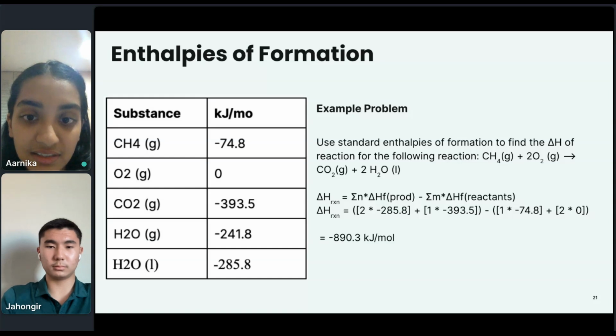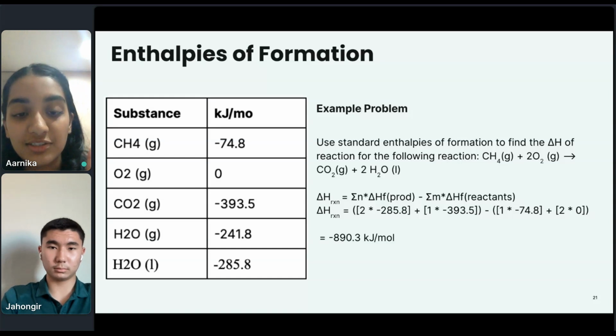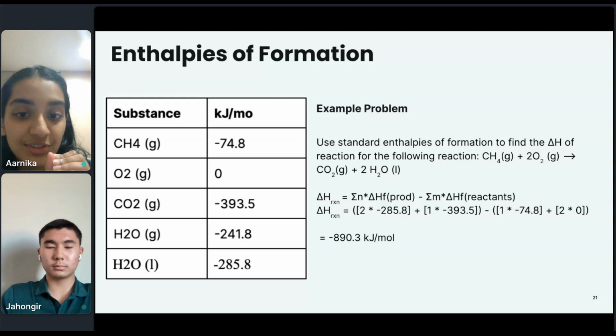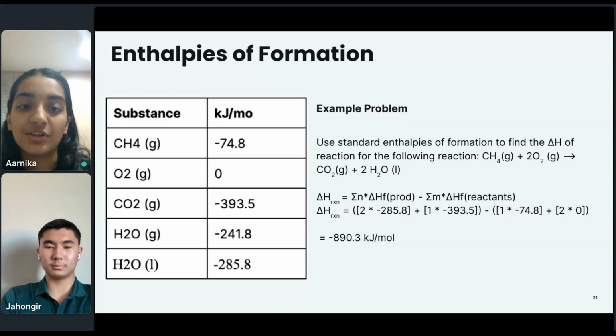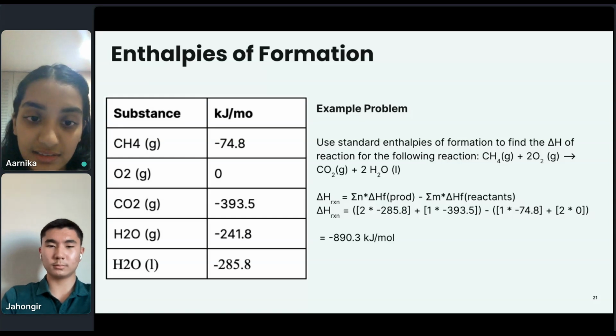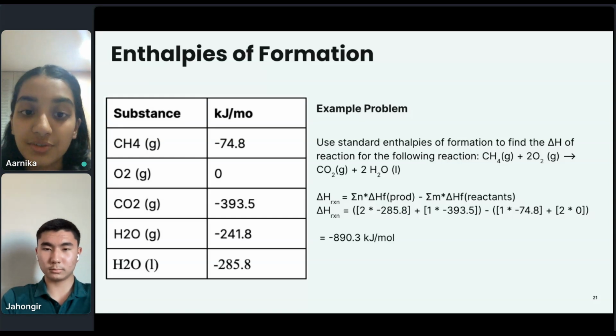And then for the 2H2O, since there's 2 molecules of that, you multiply 2 times the enthalpy of formation. And then you add those 2 together, and now you go to the reactant side. So you do 1 times negative 74.8 because that's CH4. And then, since I mentioned earlier that the elements all have an enthalpy of formation of 0, you do 2 times 0, so that's just 0. And then you subtract the products minus the reactants, and then your final answer would be negative 890.3 kilojoules per mole.